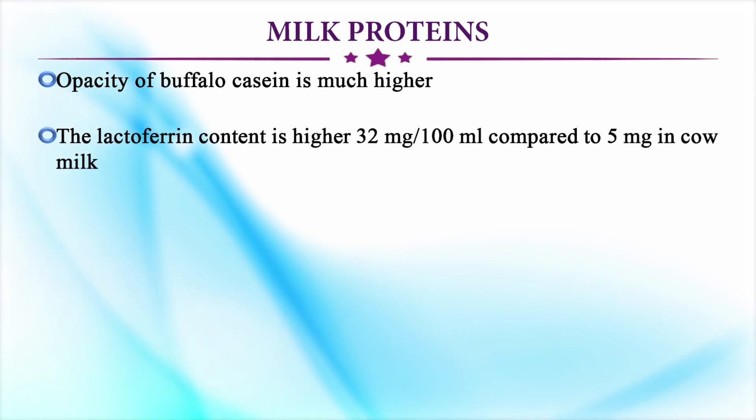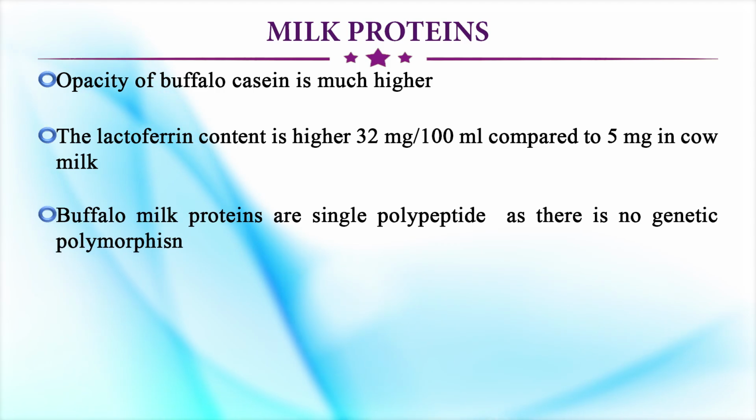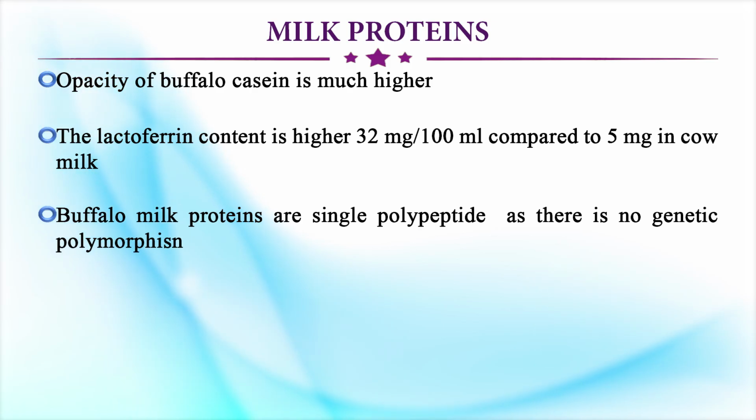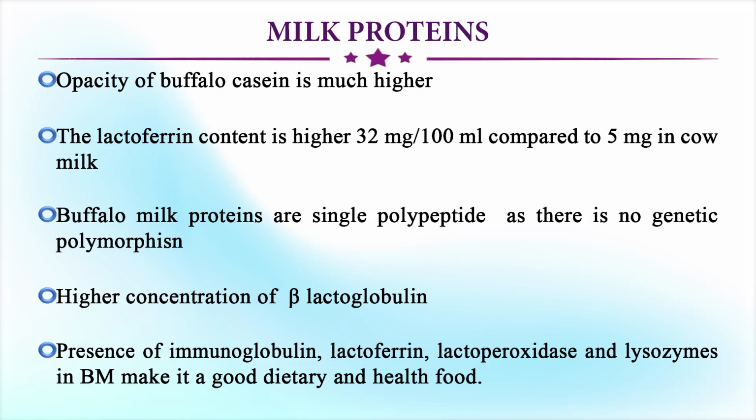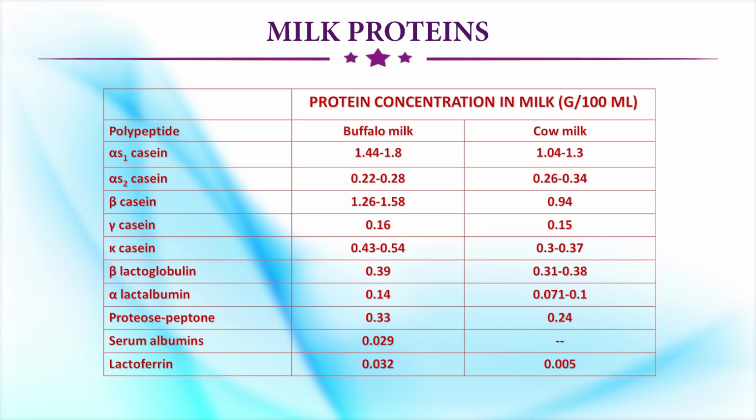The lactoferrin content is higher, 32 milligram per 100 ml. Buffalo milk contains a single polypeptide, so there is no genetic polymorphism. Higher concentration of beta lactoglobulin and the presence of immunoglobulin, lactoferrin, lactoperoxidase and lysozymes makes buffalo milk a good and healthy diet.